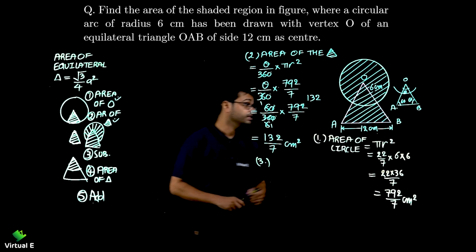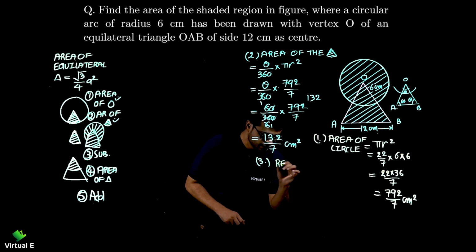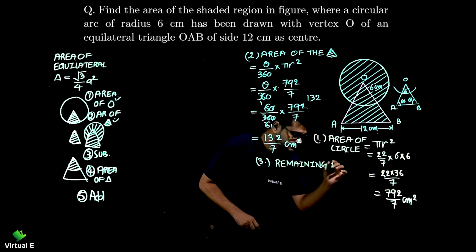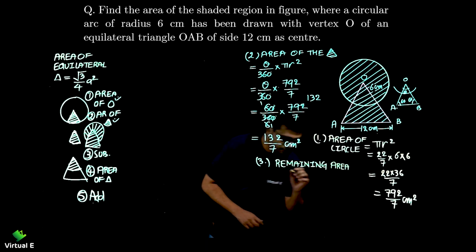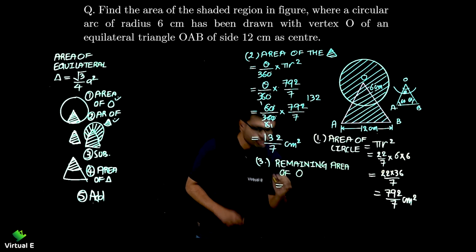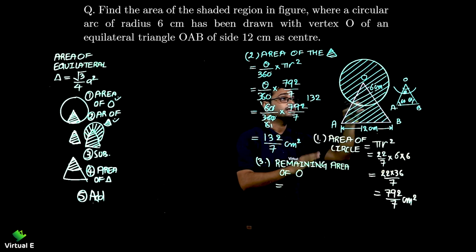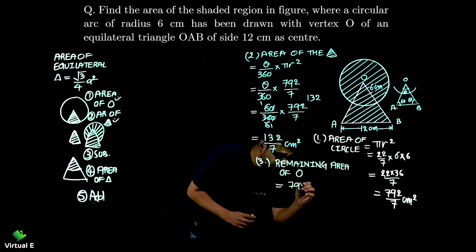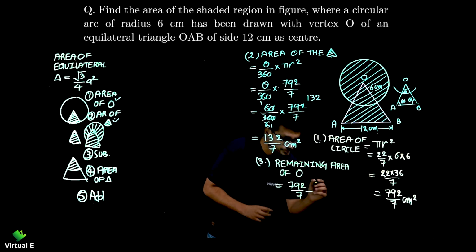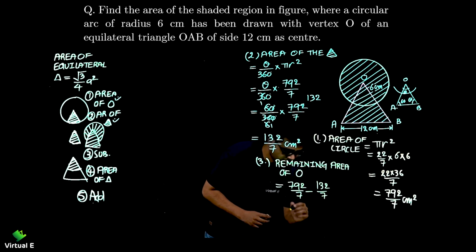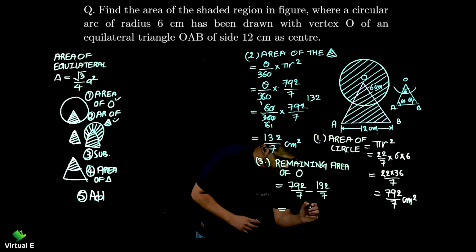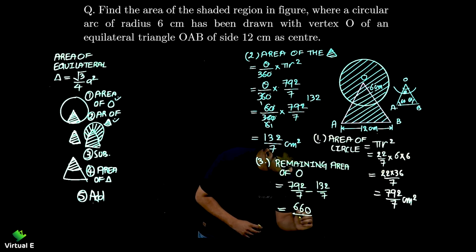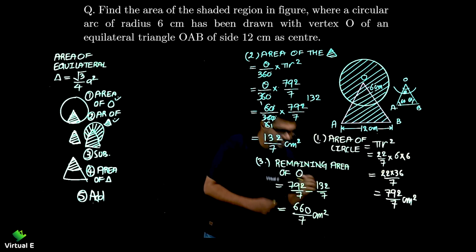The third step will be the remaining area of circle. So what I need to do, remember, is subtract the smaller number from the bigger one. Obviously the circle is bigger than the sector. So 792 denominator 7 minus 132 denominator 7. Let's see what we get. Here 2 minus 2 will be 0, 9 minus 3 will be 6, 7 minus 1 will be 6. So 660 denominator 7 centimeter square.